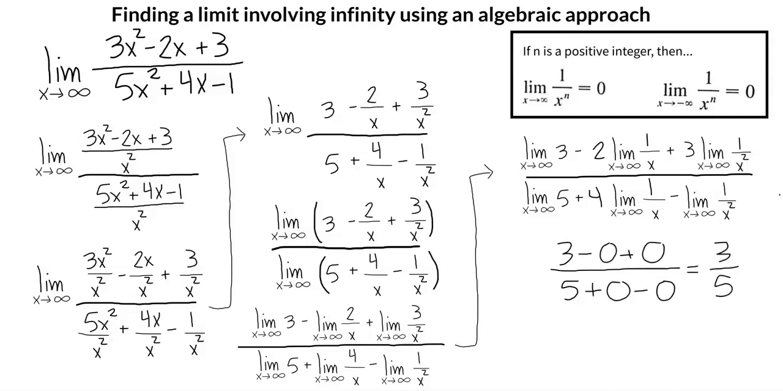That's correct. So, what we get now is 3 minus 0 plus 0 divided by 5 plus 0 minus 0, which is equal to 3/5, which is our final answer.